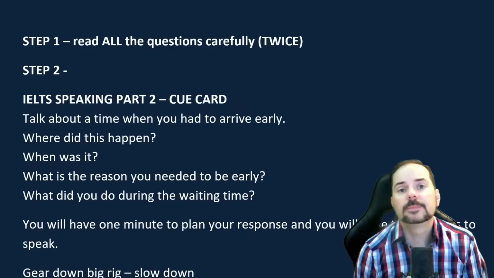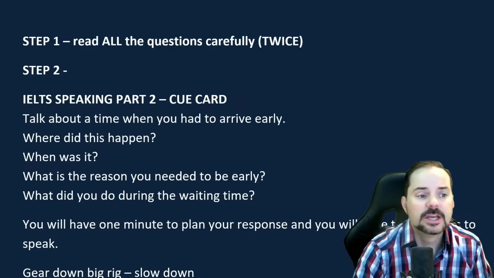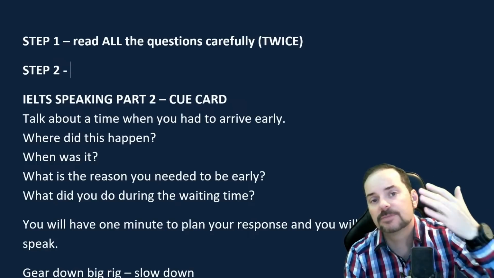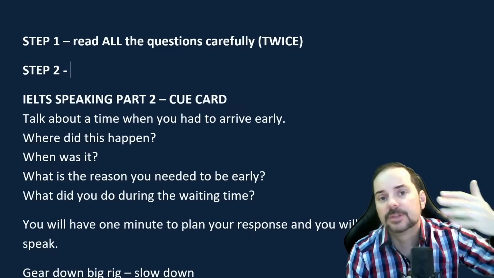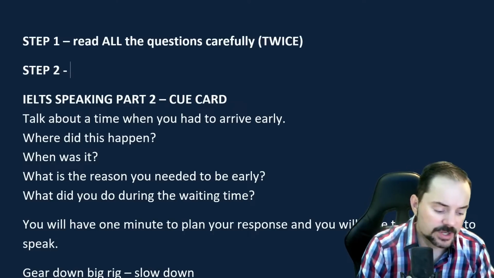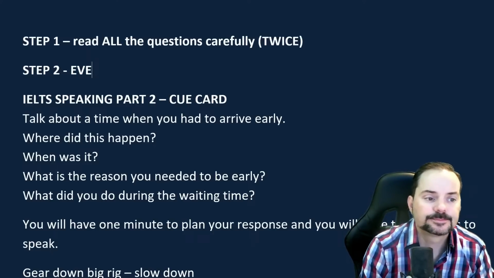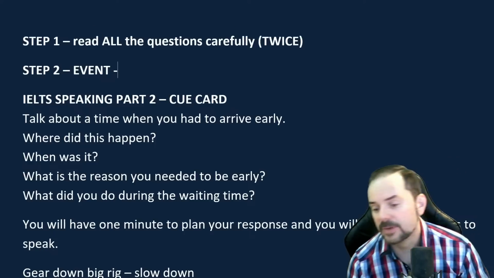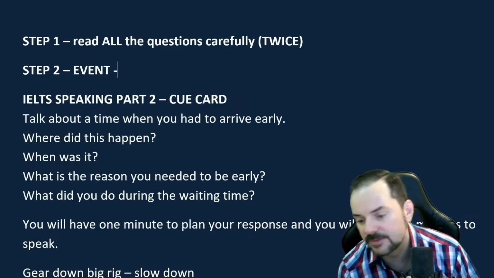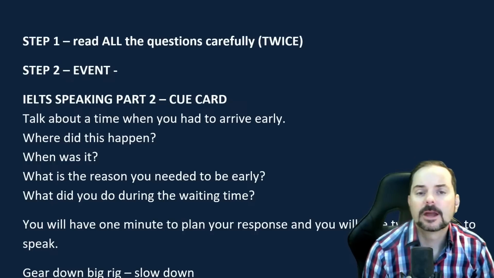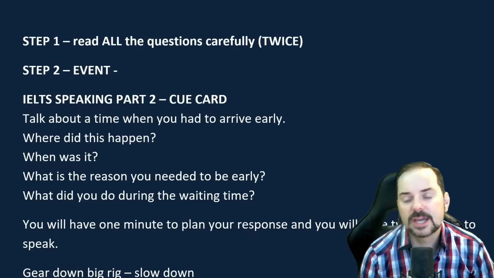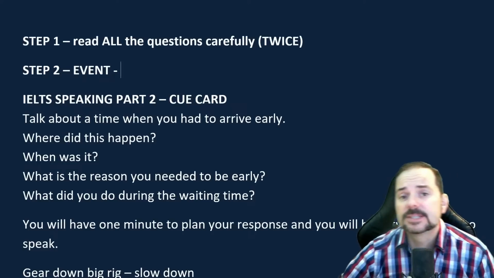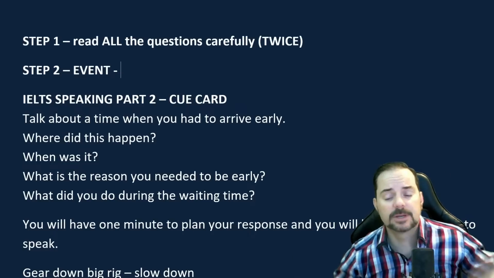So now what I need to do in the next step is to identify the category. Okay, so again, is it a person, a place, an object, an event, or an idea? Each of these has a way to clearly talk about it. So here we're talking about an event, right? Because it's a time when I had to arrive early. That's right, Fuang. That's right, Anonymous. It's an event. And when you talk about an event, what should you say?